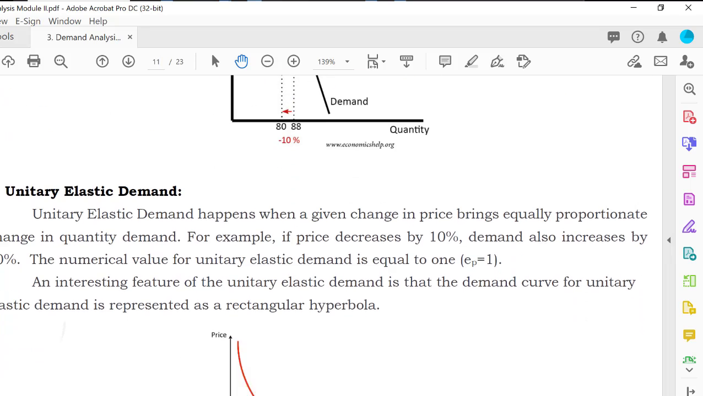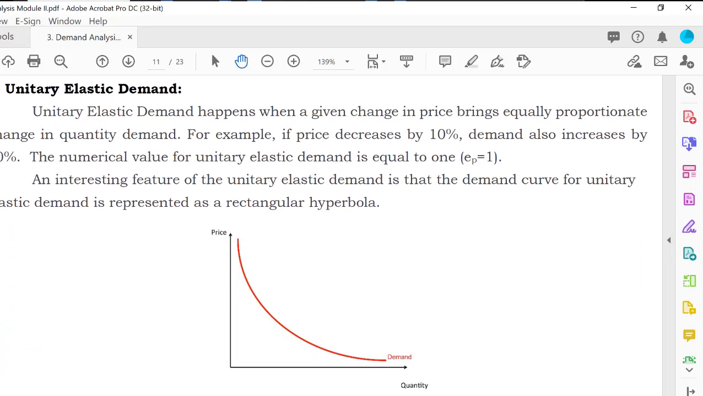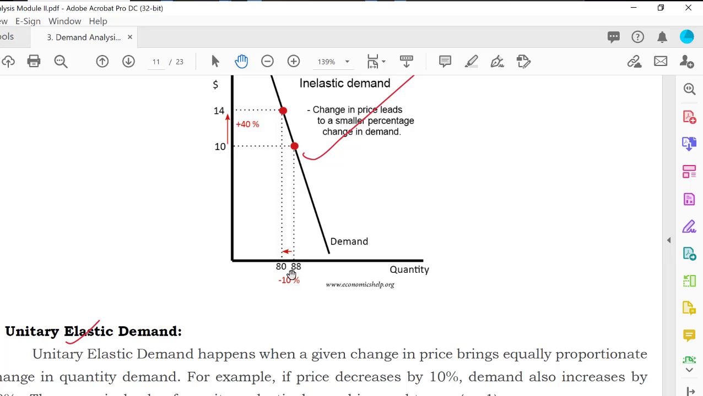And similarly the last situation is the unitary elastic demand curve, with a rectangular hyperbola shape, where the quantity demanded changes equally or proportionally to changes in what? Changes in the price of that commodity. Okay, so that is all about this topic, which covers the different degrees of elasticity.